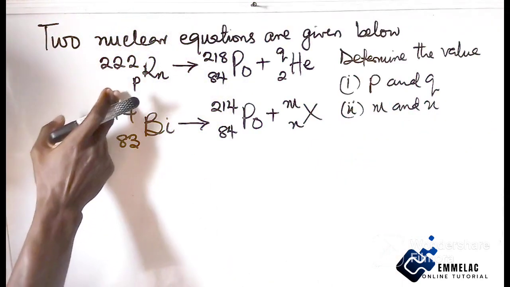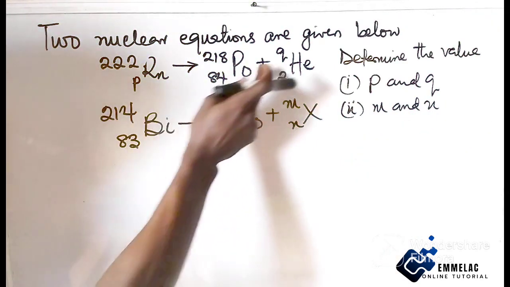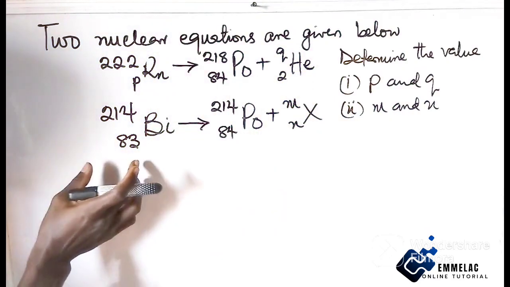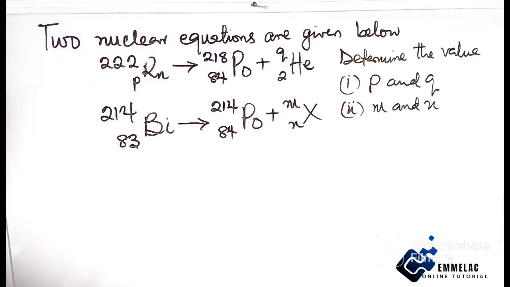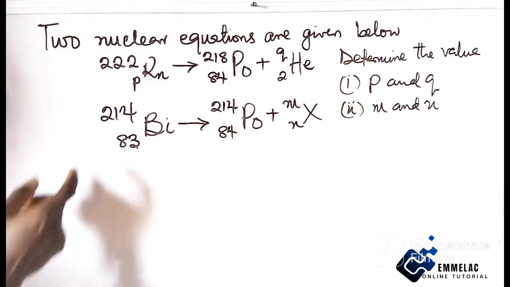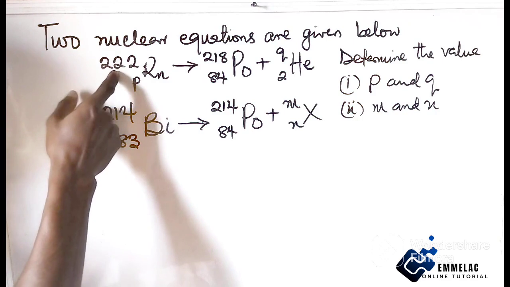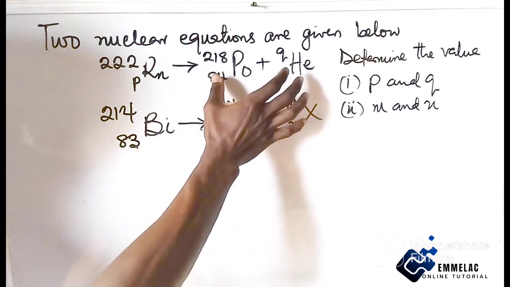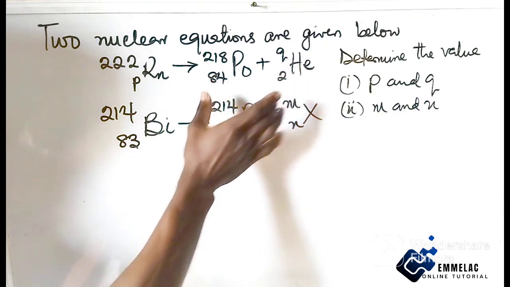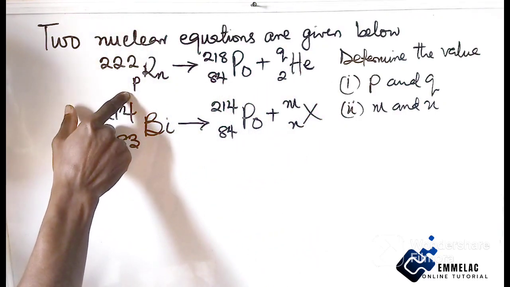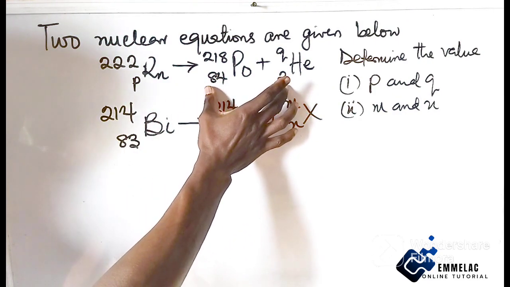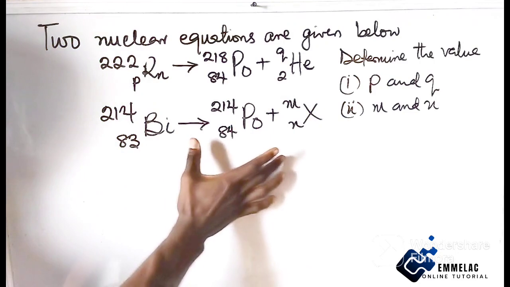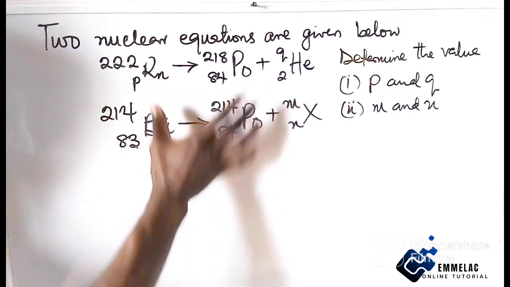Alright, for number 1 here we have P, and here we have Q. For equation 2, here we have M and N. So how do we get these values? Let us know that the total mass number before disintegration must be equal to the total mass number afterward. The total number of protons before disintegration must be equal to the total number of protons after disintegration. The same thing also applies in the two equations.